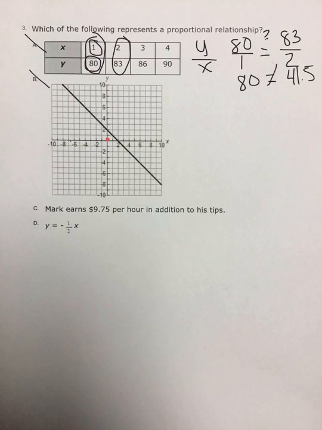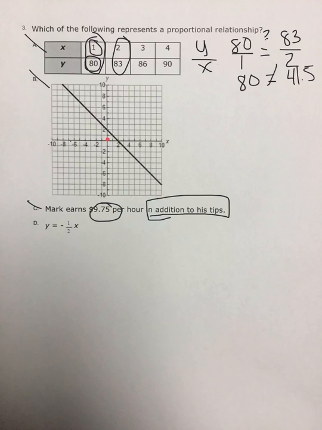Mark earns $9.75 per hour in addition to his tips. So he has a value per hour. And does he have an additional amount? So this is like when we were looking at problem number 2, when we were trying to determine, is there an additional amount? Yes, we know. It says in addition to his tips. It doesn't tell us the amount, but we know that there is an additional amount. So therefore, since there is an additional amount, it is not proportional.